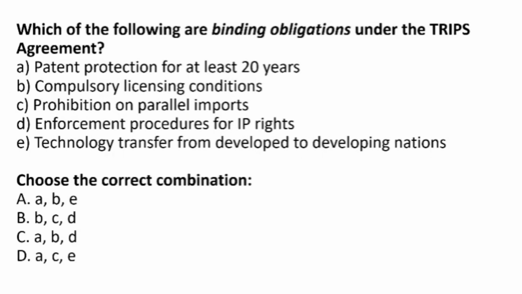Next question. Which of the following are binding obligations under the TRIPS agreement? A. Patent protection for at least 20 years. B. Compulsory licensing conditions. C. Prohibition on parallel imports. D. Enforcement procedures for IP rights. And E. Technology transfer from developed to developing nations. Think on it critically and give me the right answer in the chat box.